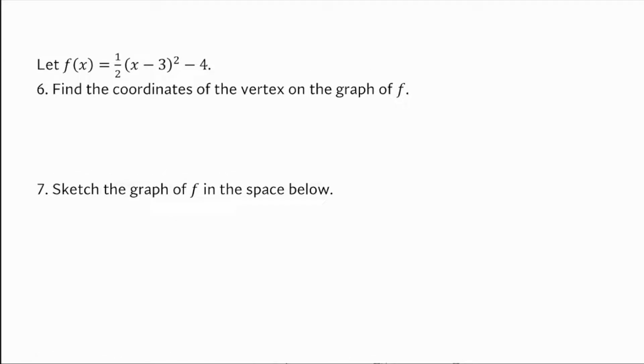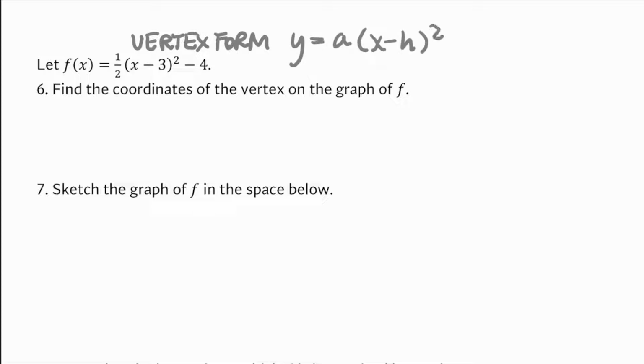All right, the next couple problems are about this function f. f of x is 1/2 of x minus 3 squared minus 4. We're going to start with the coordinates of the vertex on the graph of f. I'll just remind you that vertex form is y equals some number times x minus h squared plus k.